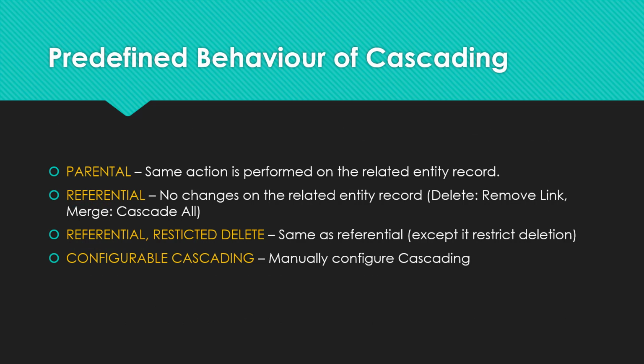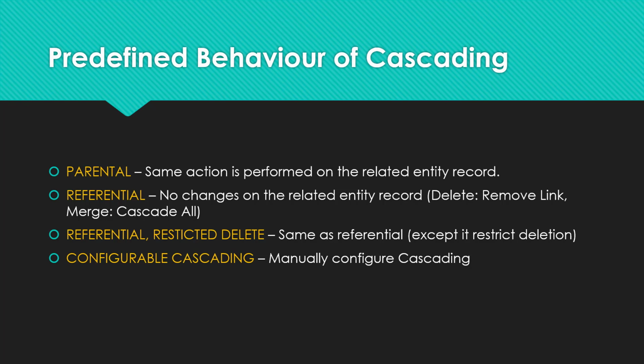Now let us have a look at the predefined behaviors of cascading. First is parental, which means the same action is performed on all the related entity records, that is Cascade All. That means if you delete a parent record, all the related entity records are deleted as well. Then we have referential, which makes no changes on the related entity record. If you do delete, then the link to the related entity record is deleted, and if you select merge, then it cascades all.